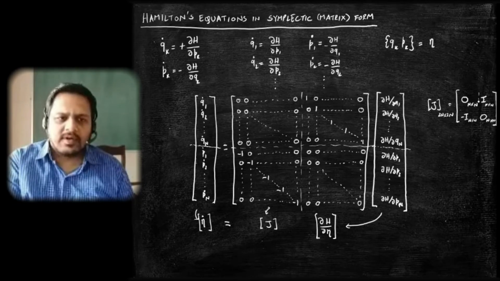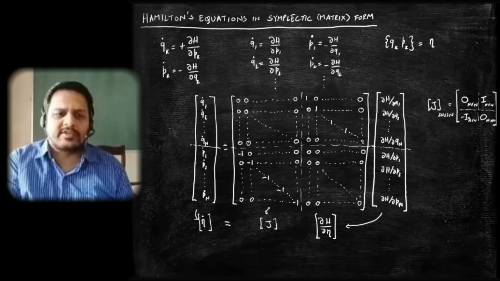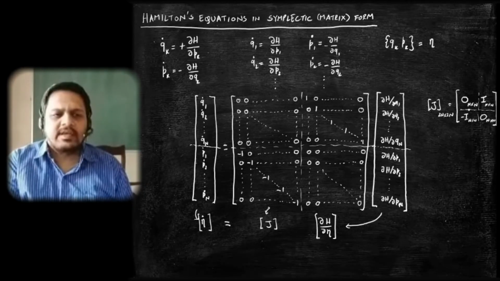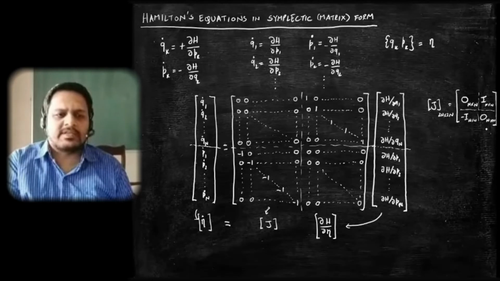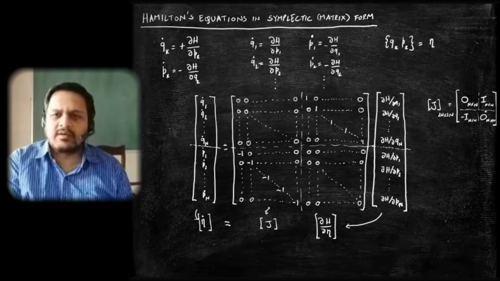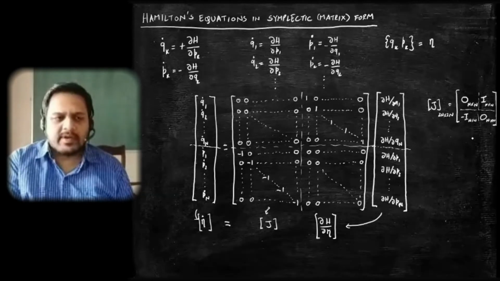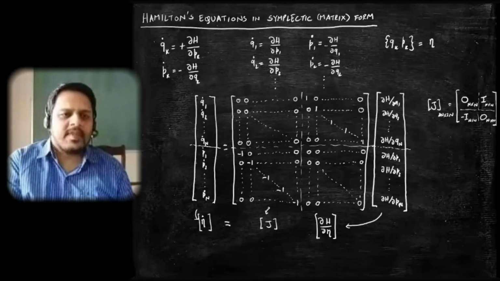Okay, so the J matrix can be thought of as a block matrix composed of 4 n cross n matrices, which are 0, I, minus I, and 0, I meaning your identity matrix. Okay. This is the definition of the J matrix.